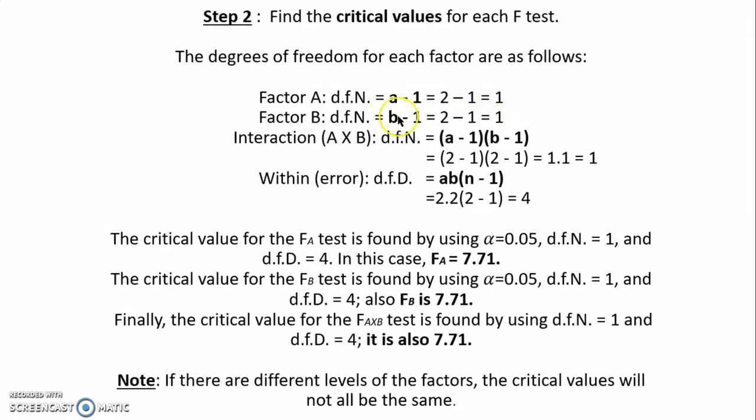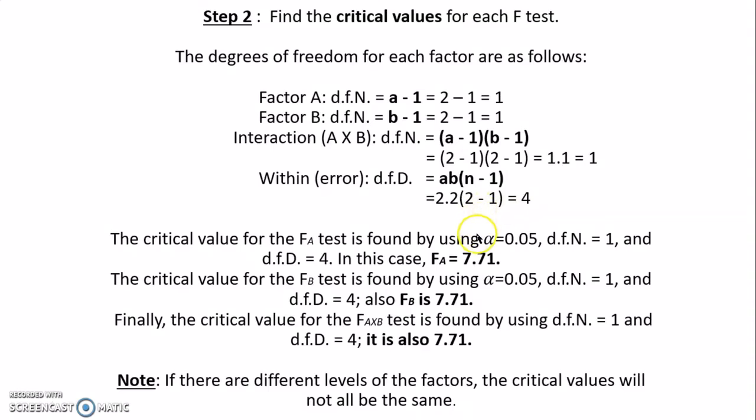B pun sama, B minus 1. Masukkan value B, iaitu 2 minus 1 sama dengan 1. Untuk interaction pula, dia punya formula A minus 1 times B minus 1. Masukkan value A dan B, dapat jawapannya 1. Untuk within error, kita nak cari DFD. Formula dia AB bracket N minus 1. So, masukkan value A, B dan N minus 1, dapat jawapannya 4.